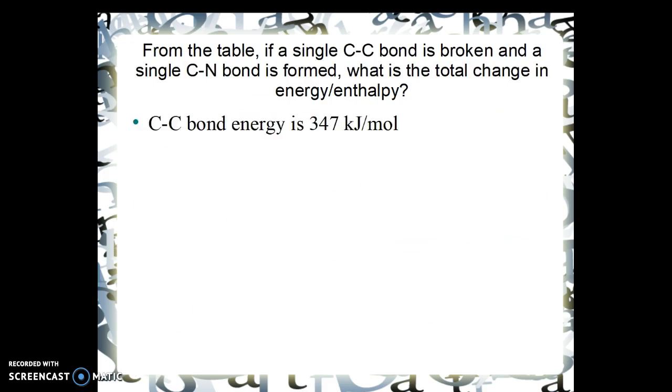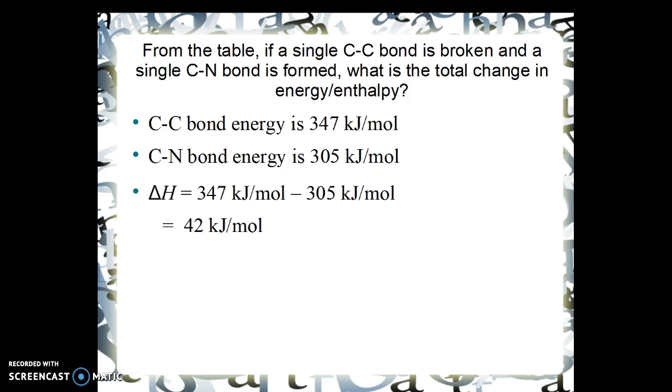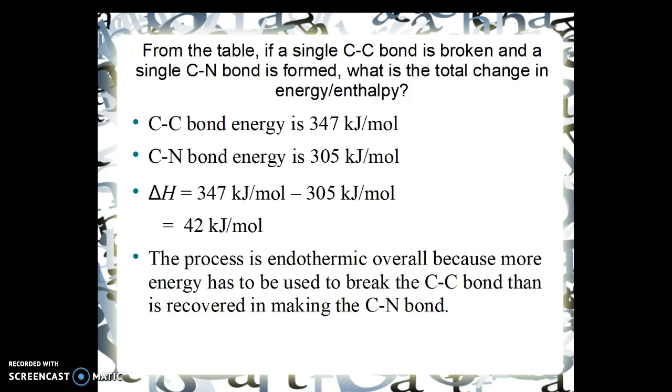The carbon-carbon bond energy is 347 kilojoules per mole. The carbon-nitrogen, the bond that is formed, is 305 kilojoules per mole. We subtract the 305 formed from the 347 broken, and we get 42 kilojoules per mole. And that tells us that the process is endothermic overall, because more energy has to be used to break the carbon-carbon bond than is recovered in making the carbon-nitrogen bond. Now, I would suggest you always put the sign on the delta H. In this case, you would put a plus on the 42.